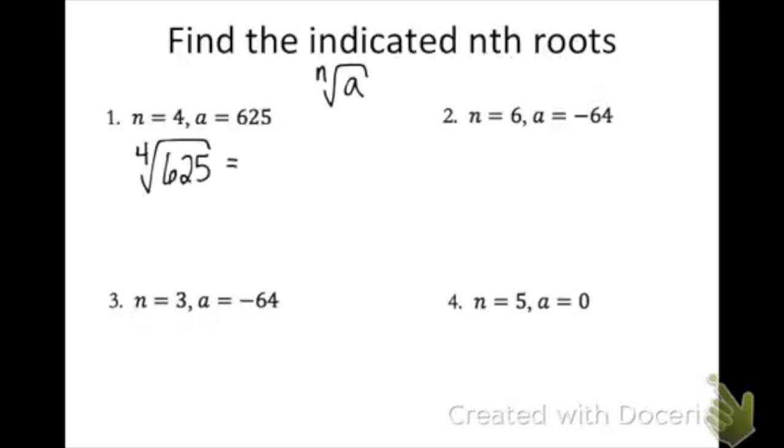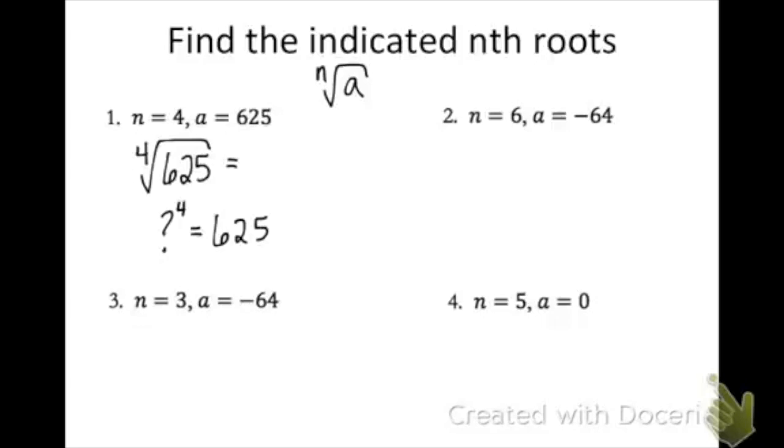Now, we've probably memorized some roots like the square root of 9 is 3, the square root of 16 is 4, but to know how we really get the solution to roots, we're going to have to think about what they mean. So what this means is, this problem is saying what to the fourth power is equal to 625.